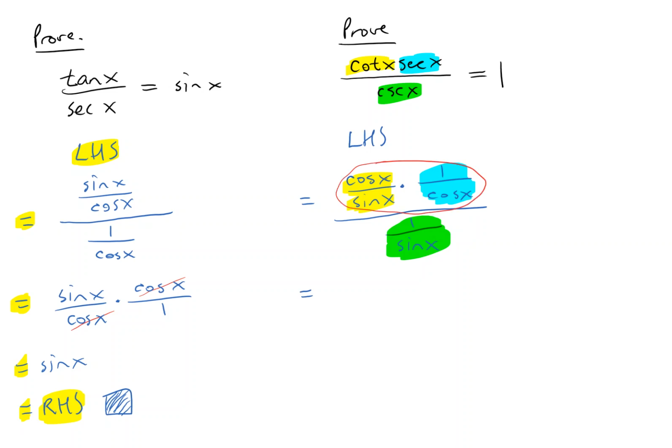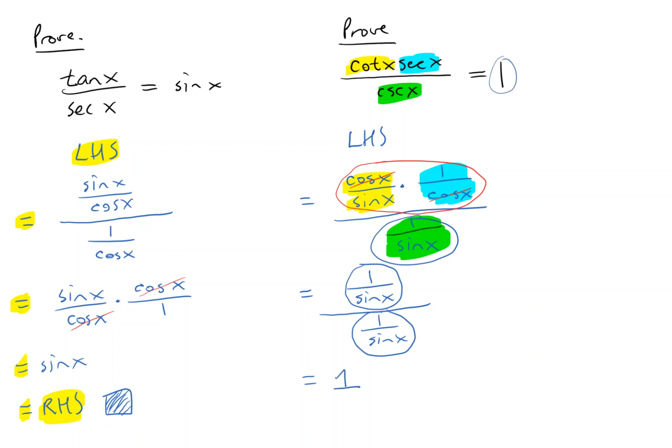When I do that, I'll multiply straight across. So I'll get cosine of x, and on bottom I'll have sine x cosine x. That allows me to cancel my cosines. So now what I have on top is 1 over the sine of x. And that whole thing is over this fraction, 1 over sine of x. Well, now we know that whenever we take something, such as 1 over sine of x, and divide it by itself, that always equals 1.